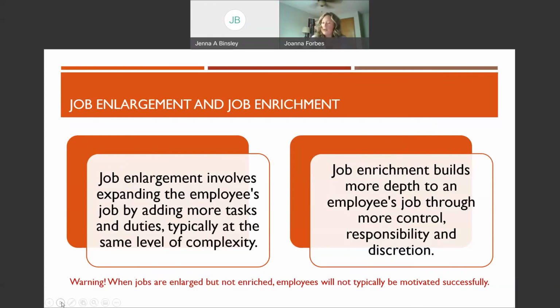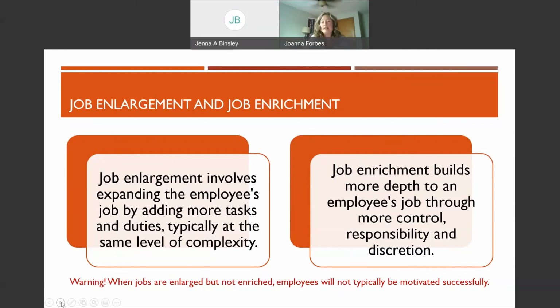What motivates employees is having that higher level of responsibility, being able to maybe make more decisions on their own, and having some more control. That's what's going to motivate your employees. So these go hand in hand for sure. You do not want to do job enlargement without job enrichment and expect your employees to really be motivated. That's usually not how it works.